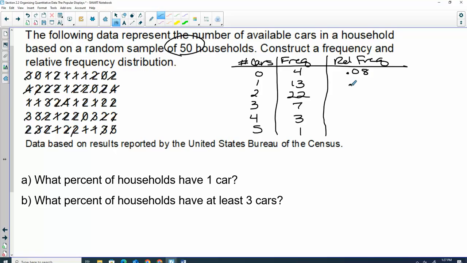13 over 50, 22 over 50, 7 over 50, 3 over 50, and 1 over 50. And if I wanted to check myself again here, what should our relative frequencies always add up to? 1. All right. How are there 6 decimals?